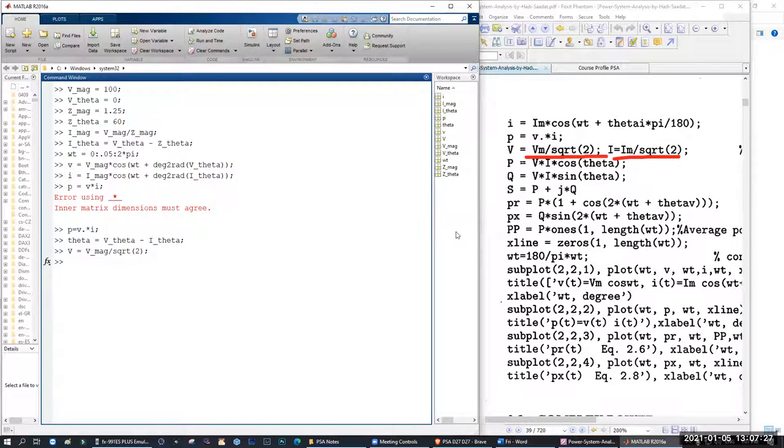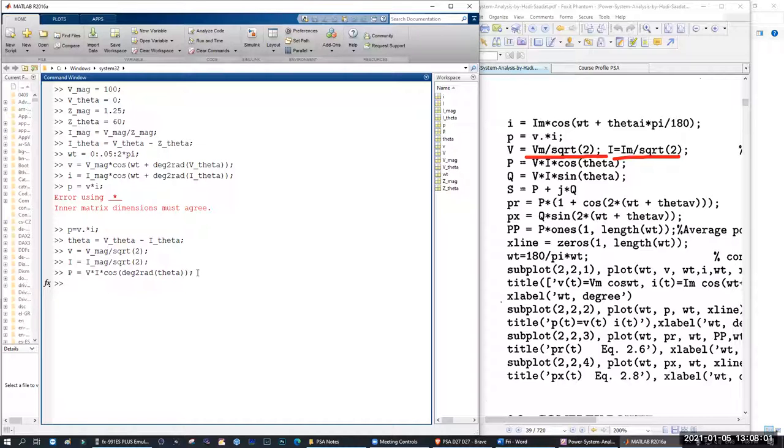This is V. This is I equal to I mag divided by square root 2, done. Now our P is equal to V into I into cos theta. What is theta? Theta is this one, division. But remember, we have to do degree to radian. Otherwise, it will not work. Okay? Okay, done. So our P is done.